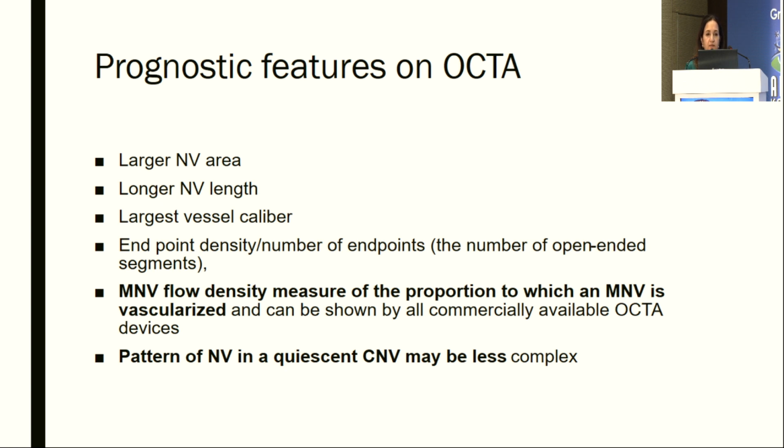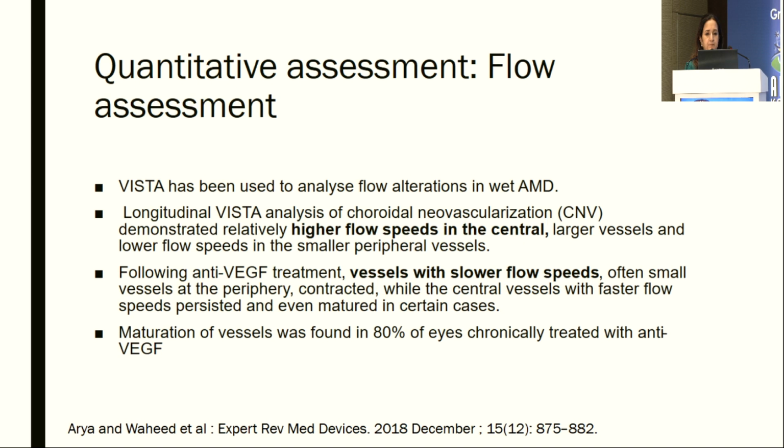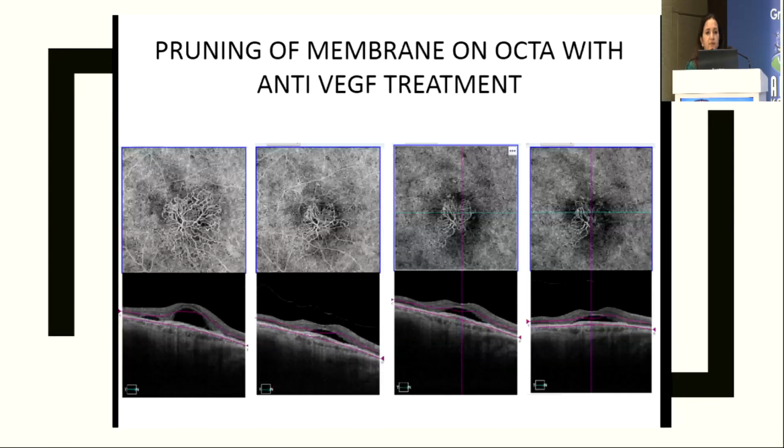So look at the NV area on OCTA, the NV length, the largest vessel caliber, and the MNV flow. Most of our OCT machines can give us this. You can see the MNV flow. This may persist in the larger trunks or vessels even while in the periphery the capillaries collapse. So this should not always be taken as a sign of activity. You need to look for the peripheral capillary tufts, whether they are present or not.